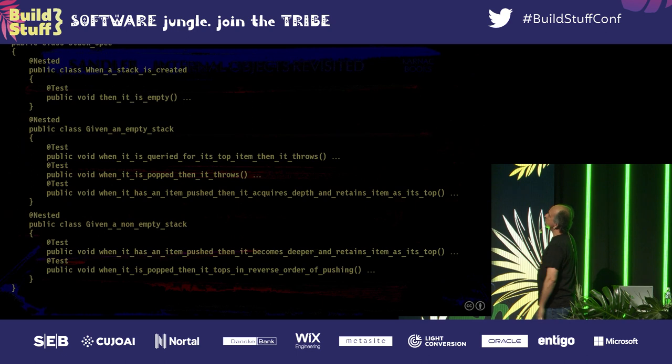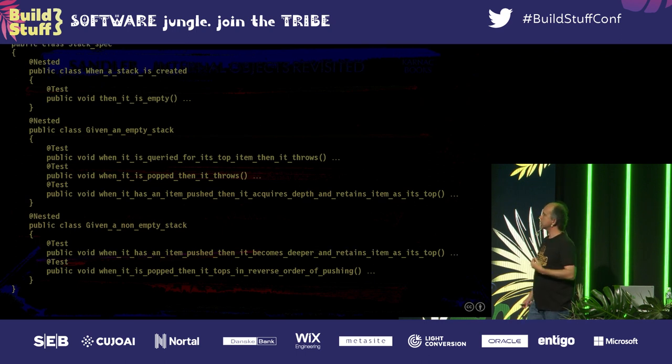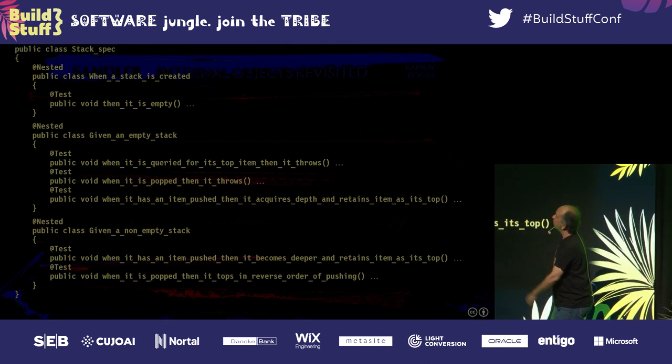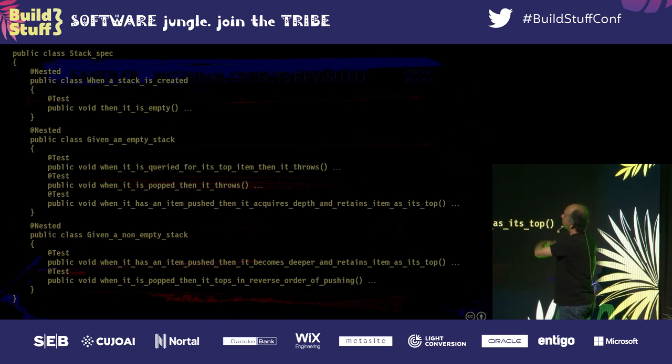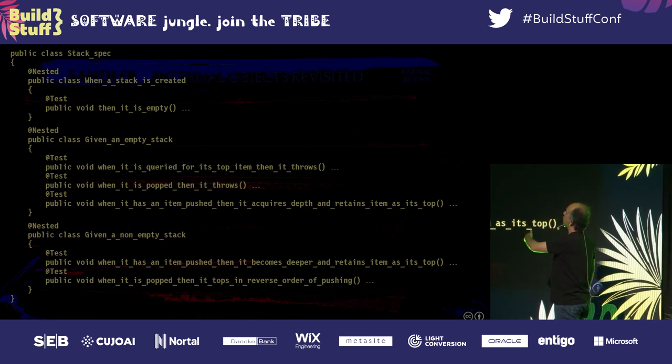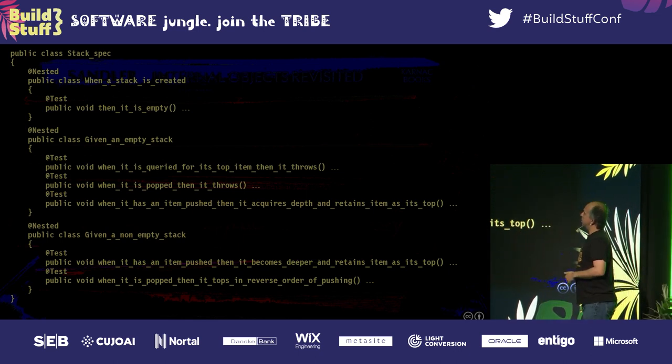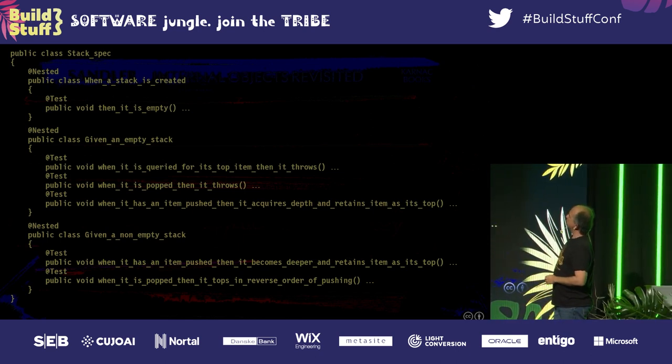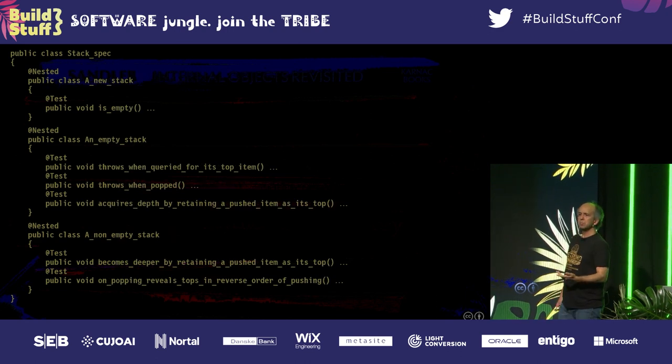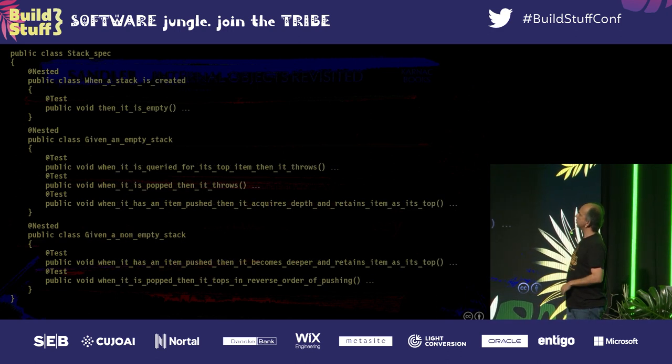Now, that doesn't mean that you should go ahead and put that all over your code, all over your test code, because it's not just the internal structure. It can actually be used to structure the nesting and hierarchy of your tests. You can write this. When a stack is created, then it is empty. Given an empty stack, when it is queried for its top item, then it throws. You can do that, but that's kind of a very excessive use of English. You can keep it shorter. But if it helps you get there, absolutely, go for it.